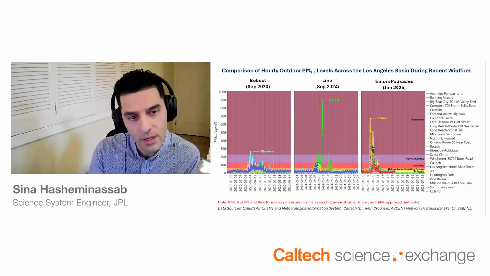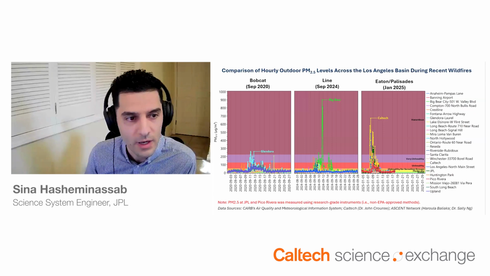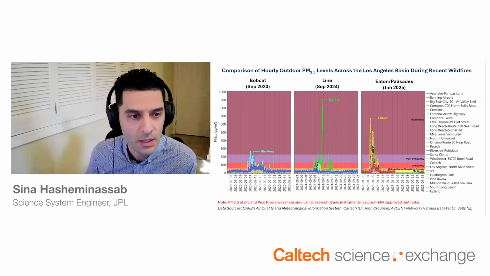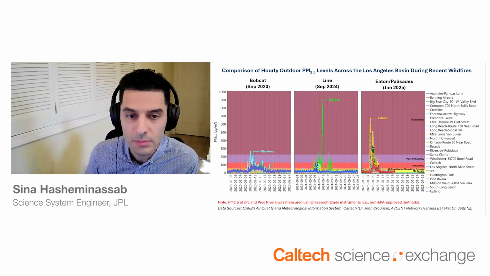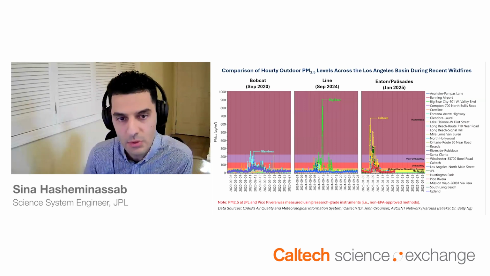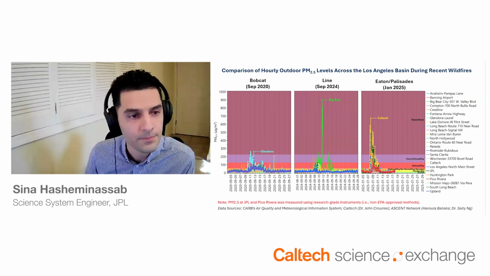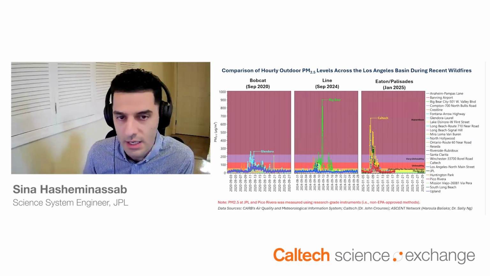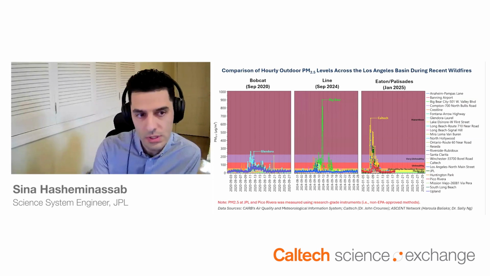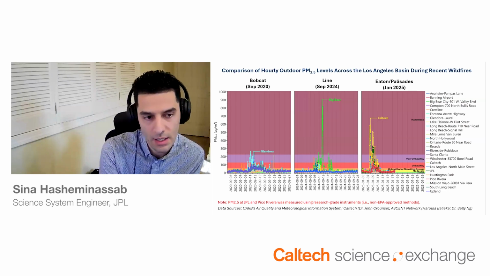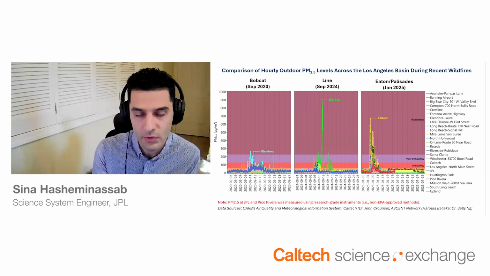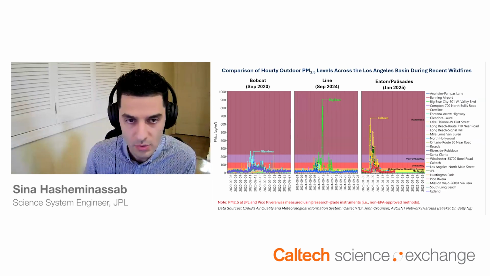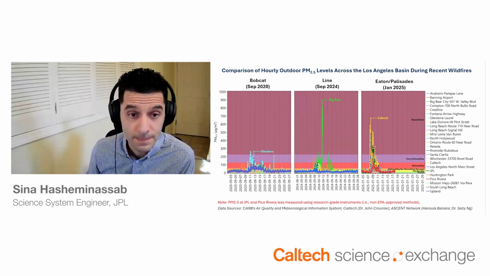Looking at the Line Fire, we see that the maximum PM 2.5 measured at the Big Bear monitoring site was around 900 micrograms per cubic meter. This site was the closest monitoring station to the Line Fire. Now, looking at the Bobcat Fire, the peak of PM 2.5 is not as high as the other two fires, but what's notable during that fire is that the air quality was degraded for an extended period of time, much longer than the other fires shown on this slide.